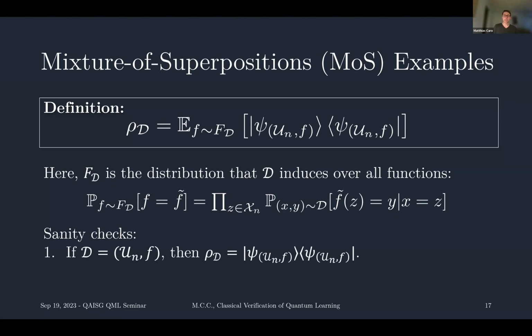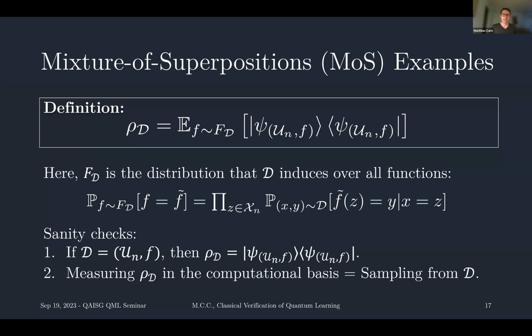And the second sanity check is, if you measure this state in the computational basis, then you just get one sample from this distribution D. So that means it's a quantum extension of the classical notion of training data. And in particular, anything you can do with classical training data, you can also do with these examples. So in that sense, we argue that this is a reasonable quantum version of classical training data.